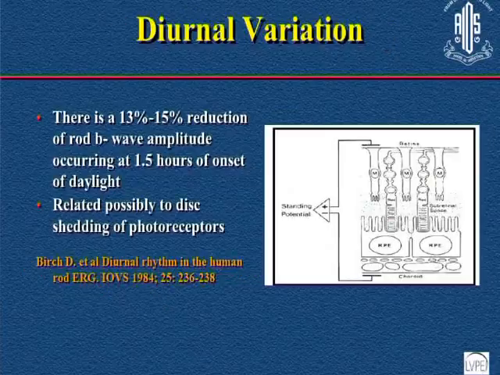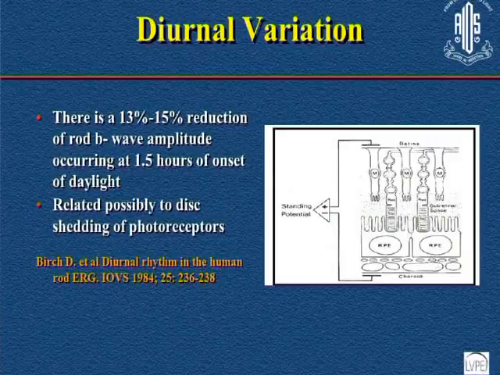Diurnal variation: many people don't know that both visual acuity and ERG have a diurnal variation, and there can be a change. Again, this is not important for clinical work. It's not like IOP that you want to monitor. But if you are doing a clinical trial, let's say a stem cell transplant or something, then you would want to take this factor into account, that the time of day at which the test is done can influence up to a 13 to 15% change in your ERG.